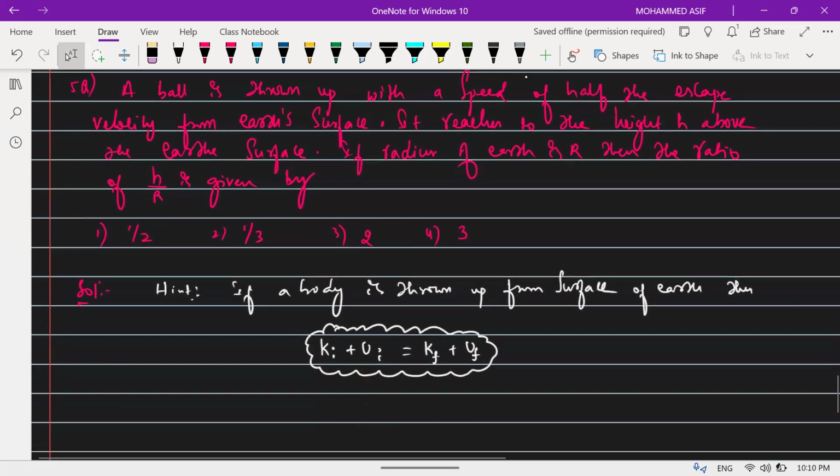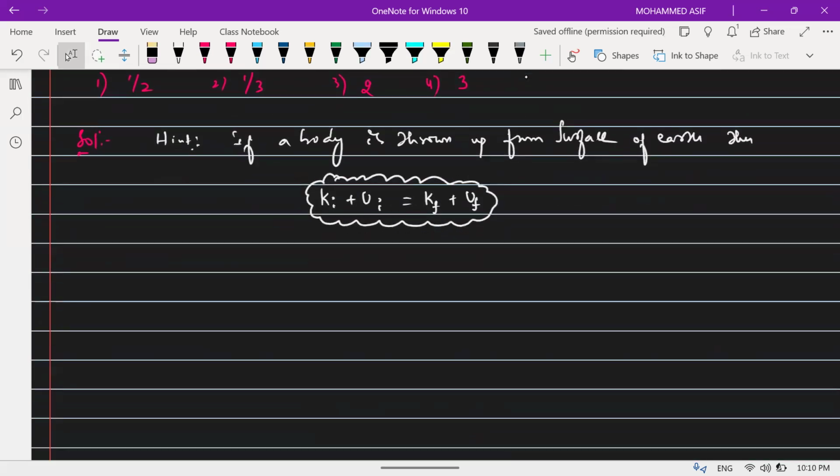Ball is thrown up with the speed of your v. That means initial kinetic energy will be equal to how much beta? Half into m into v square plus initial potential energy, minus capital G capital M small m divided by capital R, will be equal to final kinetic energy, which is 0, plus minus of capital G capital M small m divided by R plus h, as it goes to a certain maximum height of, say for example, h.